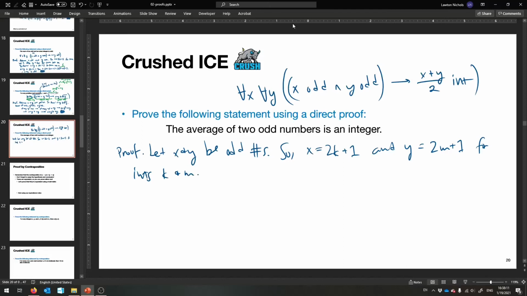k and m. Okay, now all we have to show is that their average is an integer. So let's try and get their average using these new values for x and y. So (x plus y) over 2 equals, okay, 2k plus 1 plus 2m plus 1, because x is 2k plus 1 and y is 2m plus 1, so just add them together, over 2.